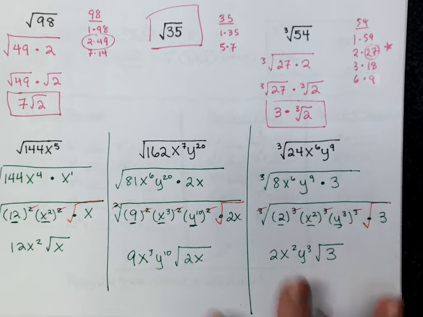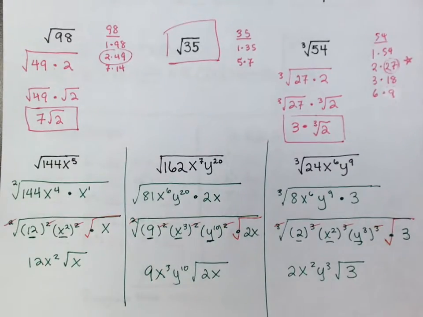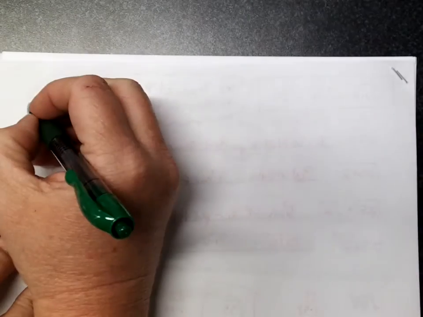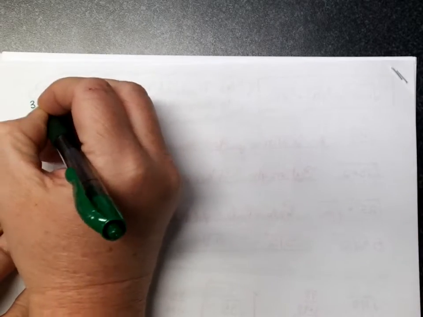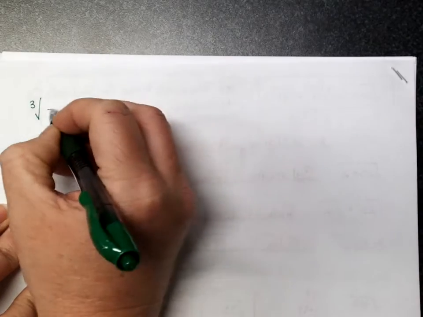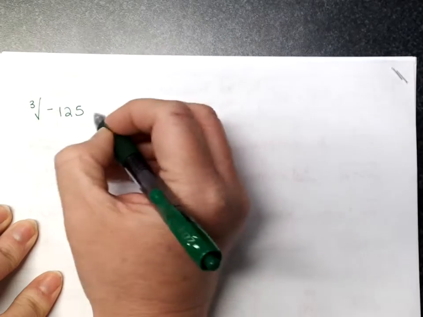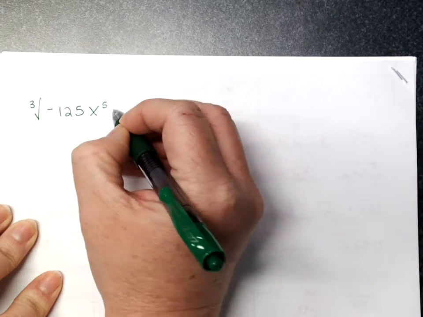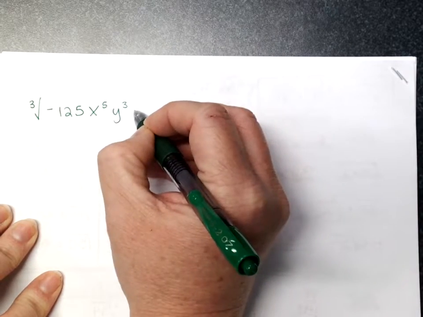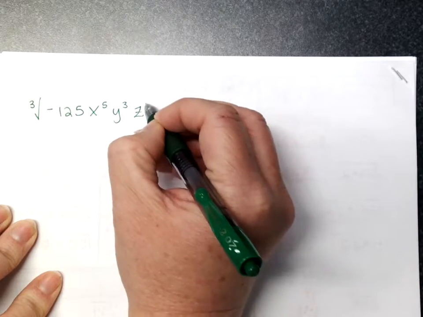One other example to show one other principle of the cube root to be careful about, and that will take us perfectly to time. Any questions with this? Okay, so try this one. It's blank on the back, so you can just go ahead with one last product rule example here. Write 3 cube root of negative 125 x to the 5th y cubed z to the 22.